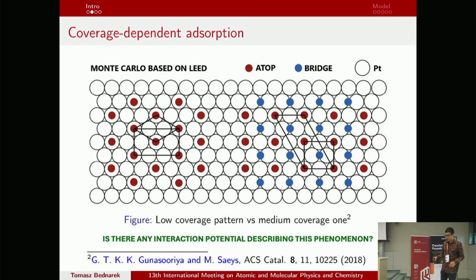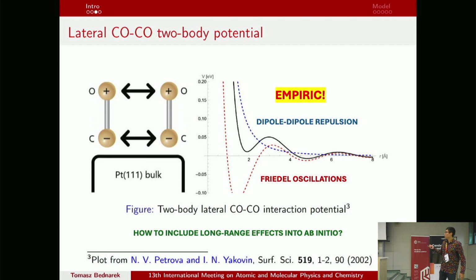So it means then that there must be something non-trivial happening in the interaction potential between the COs while they are adsorbed on the platinum surface. And that's indeed the case. If we take a look here, this is the empiric potential which is necessary to obtain the proper coverages, as I showed you on a previous slide.